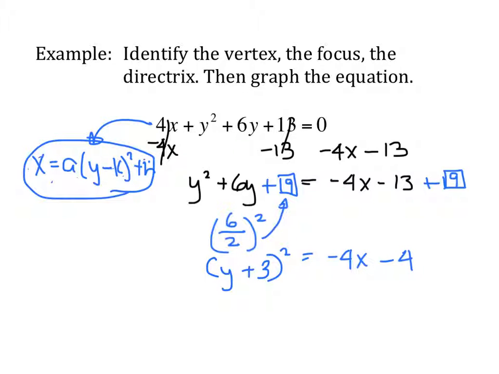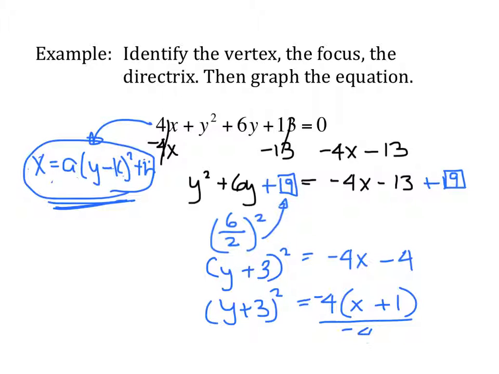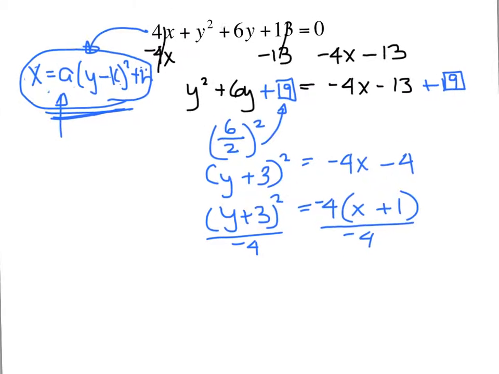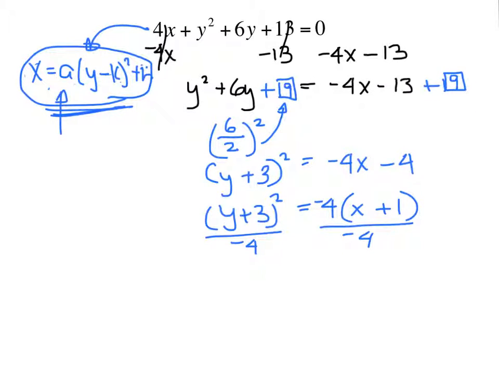So now the last thing I have to do, remember we're trying to get it in this form, so we are going to pull the negative 4 out. We get x plus 1. And then I'm going to divide by that negative 4 because I need to have an a term, so I need to know what that is going to be. So I now have negative 1/4 (y plus 3) squared equals x plus 1.